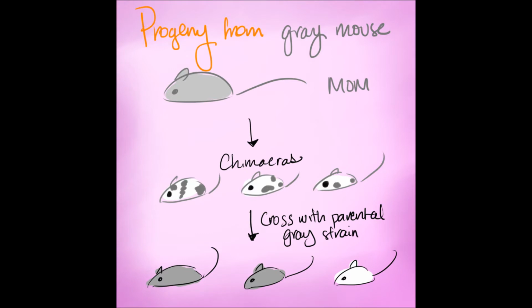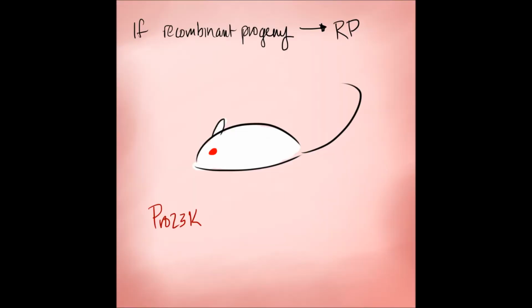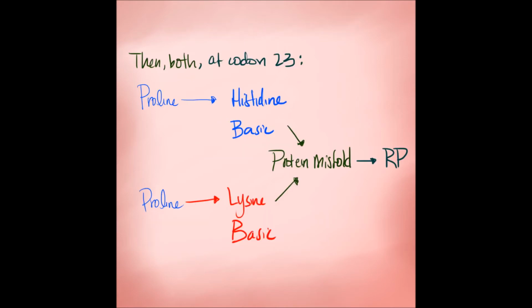Backcrossing the chimeric progeny with a gray parental strain will yield impure recombinant mice, which we can then screen for the RP syndrome. If the recombinant mice display RP, then we can conclude that the Pro23K mutation has a similar effect as Pro23H, and that protein misfolding in RP may be a result of a change of amino acid charge.